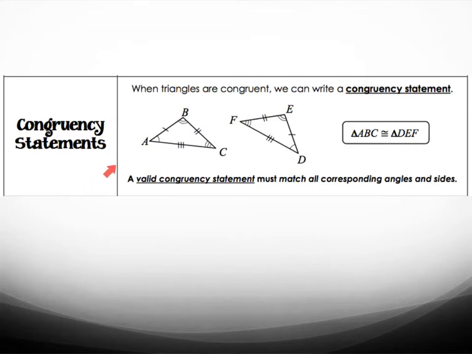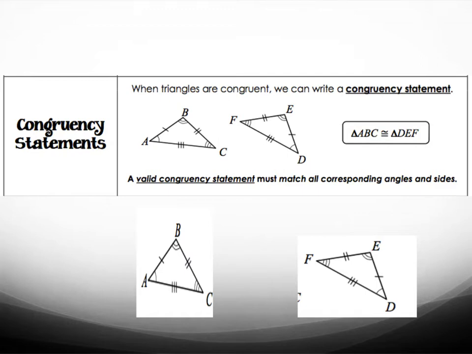So take a look at this. If I look at angle A, I notice that I have one marking here. So which angle over here has one marking? It's angle D. Which angle has two markings? B. Which angle has two markings? E. 3 markings C. 3 markings F. Take a look at my statement. What's the first letter? A. What's the first letter over here? D. And they both have the same marking. Why? Because these triangles are congruent.